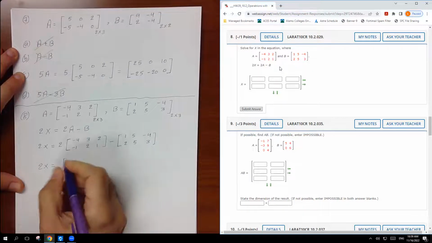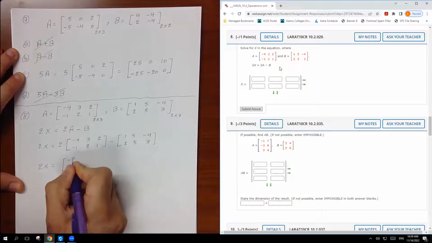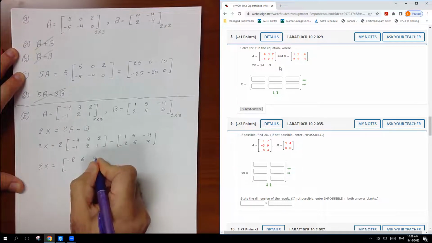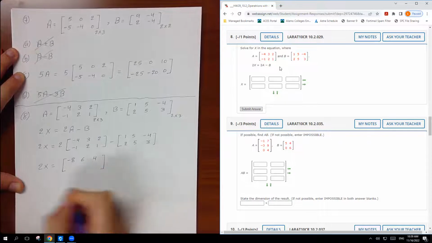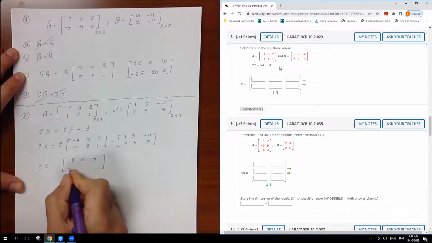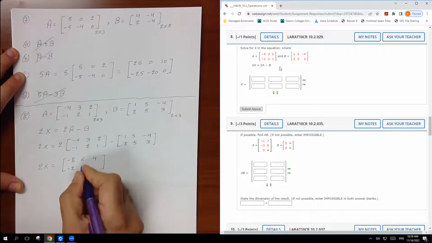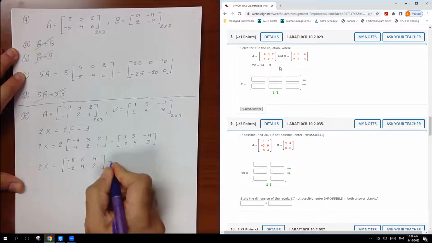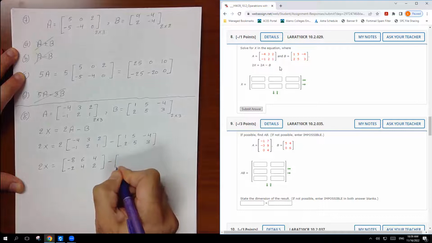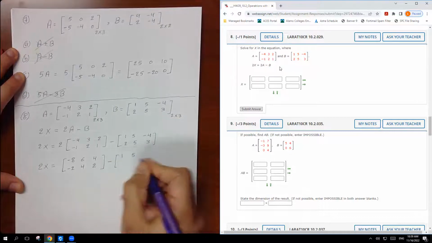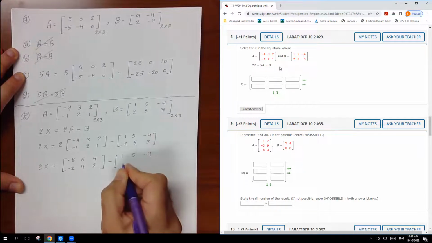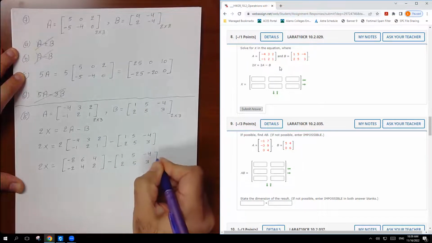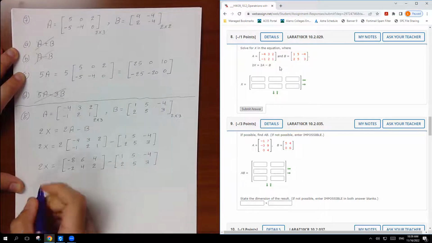So 2 times -4 is -8. 2 times 3 is going to be 6. 2 times 2 is going to be 4. 2 times -1 is going to be -2. 2 times 2 is going to be 4. And 2 times 1 is going to be 2. This one is going to be minus 1, 5, -4, 2, 5, and 3. Now we're going to do the minus between these two matrices.